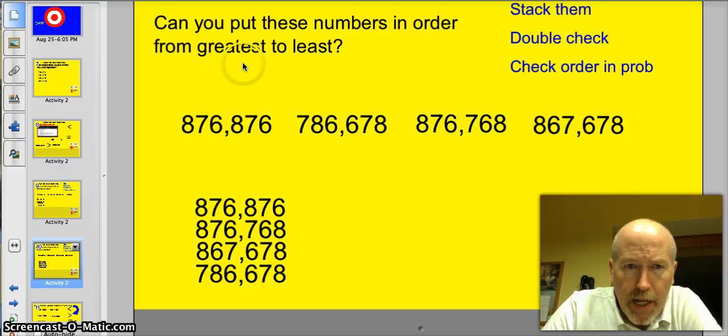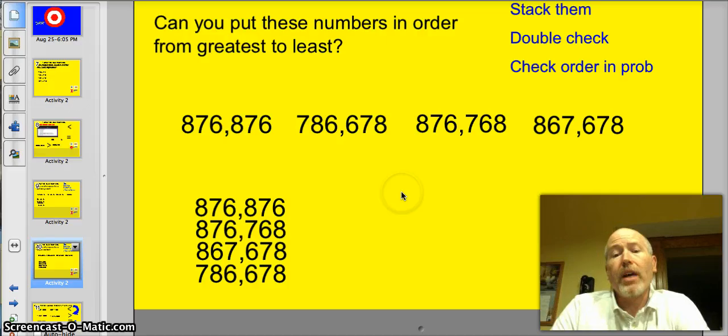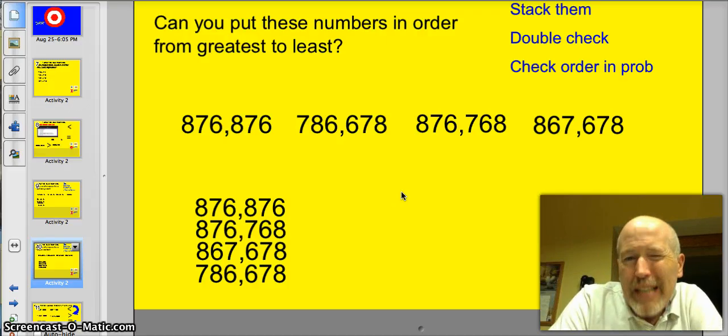Let's double check to make sure that I got them right. Greatest to least. 876, 786. Well, those two certainly are. These in the middle are kind of tricky. 876, 867, good there. 867, good. I've got them right. And you notice I'm not even really saying the numbers.